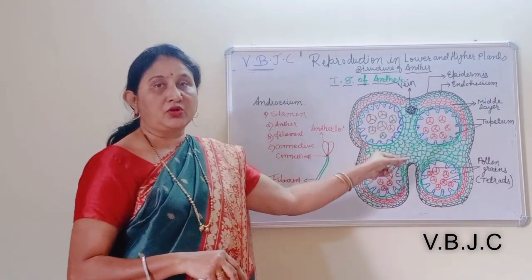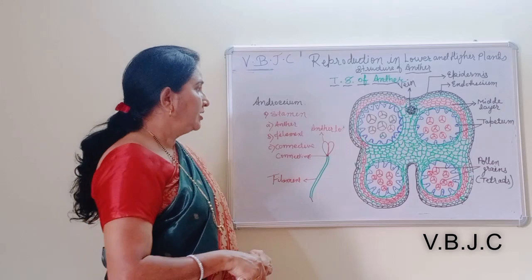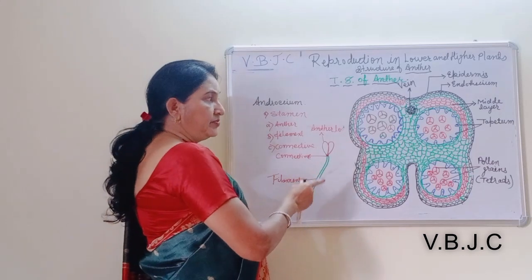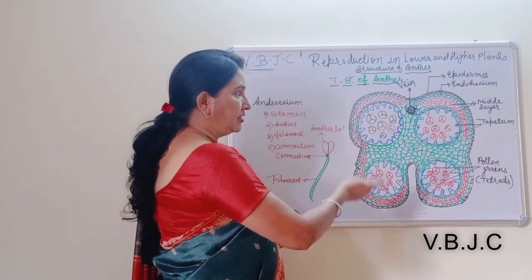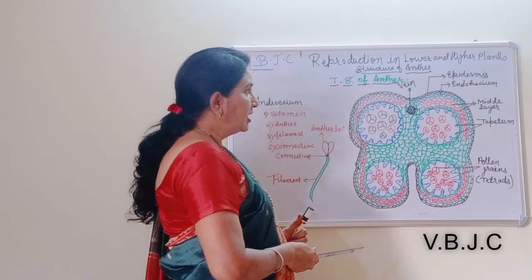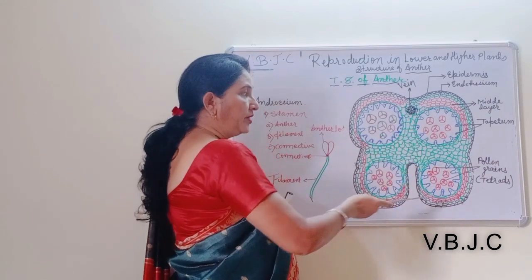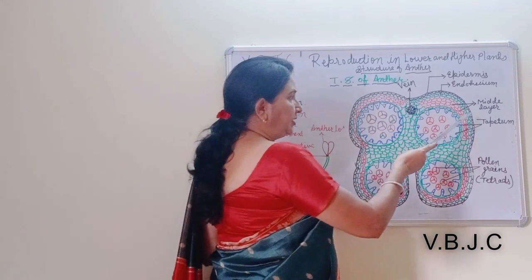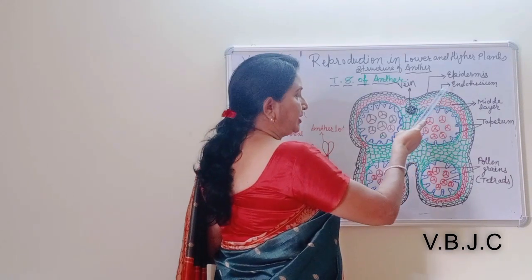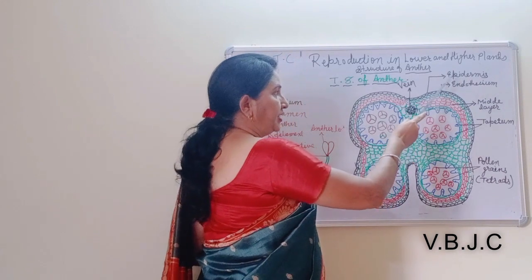Or the wall of this anther. Now here in this structure, this is a mature structure and you can see the detailed structure of this. First of all you have to study the wall of the anther. The outermost layer of this anther is made up of the epidermis.